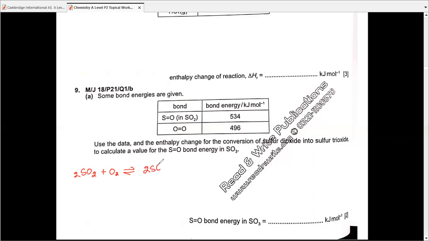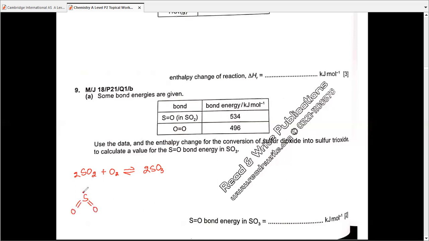This is the equation that we had back from the contact process. Remember it? We converted sulfur dioxide, with further oxidation, into sulfur trioxide, right? Yes, sir.